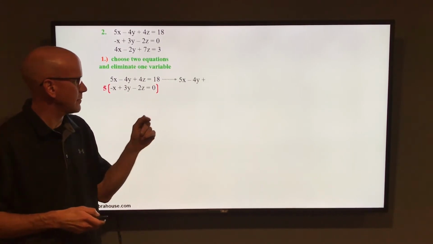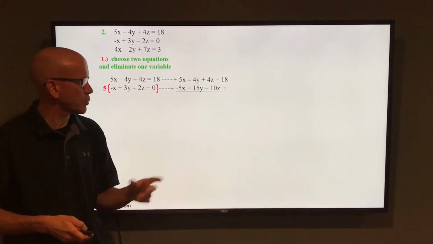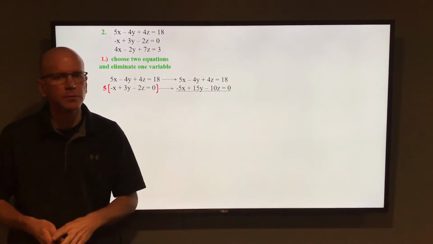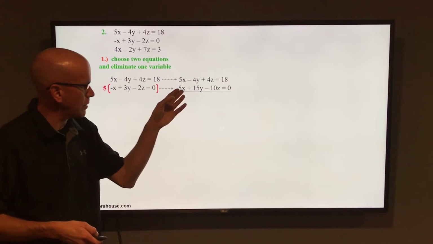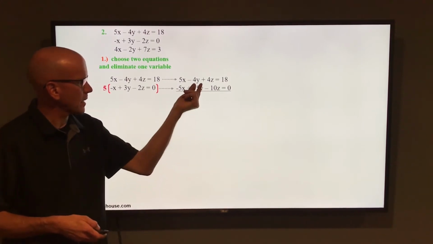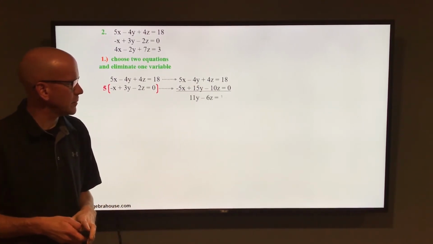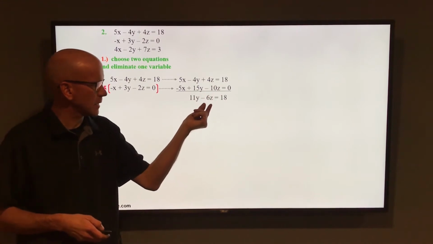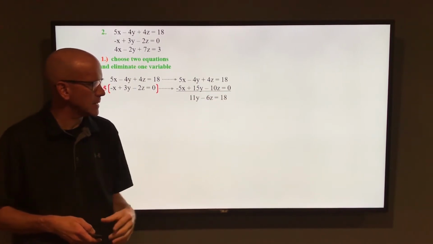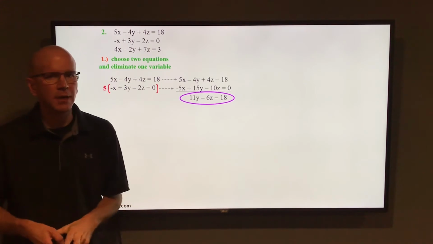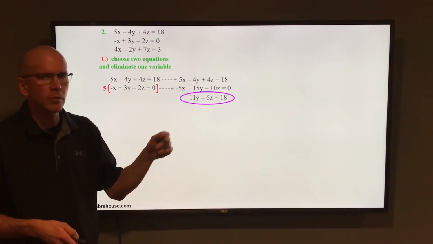Top stays the same. If you take the bottom by 5, it would be negative 5x plus 15y minus 10z equals 0. And if you add those together, the x's will be eliminated. Negative 4y and 15y, that is going to be 11y. 4z and negative 10z, it's negative 6z, and 18 and 0 is 18. Circle that, mark it somehow, because you're going to use that in a little bit.